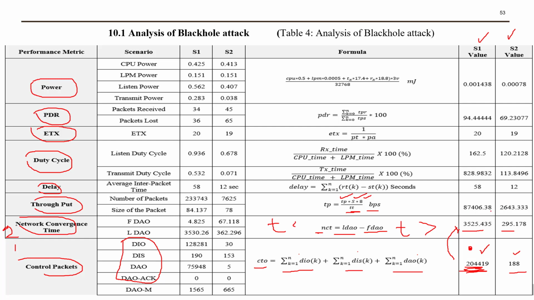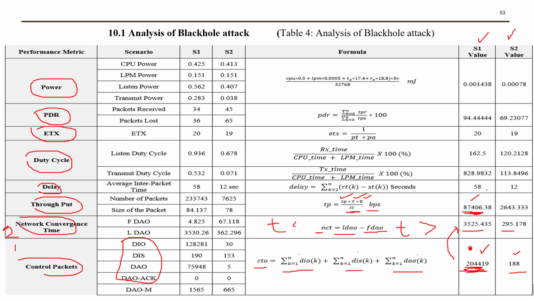Now if you see here, you can see 87,406 bytes per second. Sorry, it should be bits per second. I want to convert bytes into bits, so that's why I multiply by 8. The value is in bytes, we are converting into bits, so we multiply by 8. So how many bits per second? 87,406 bits in 1 second is sent in this S1 scenario.